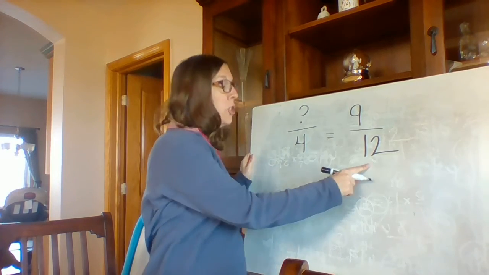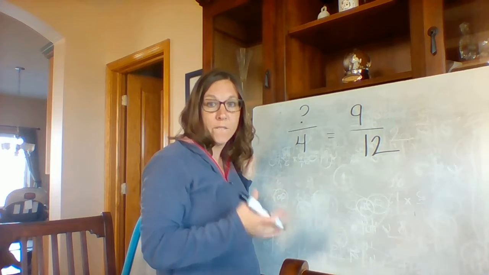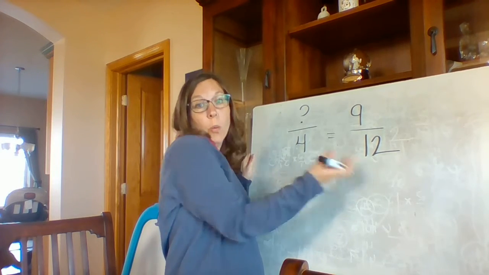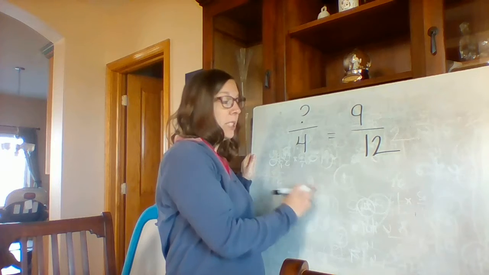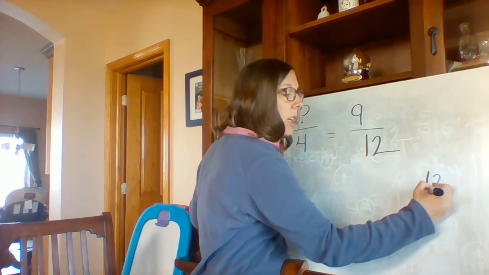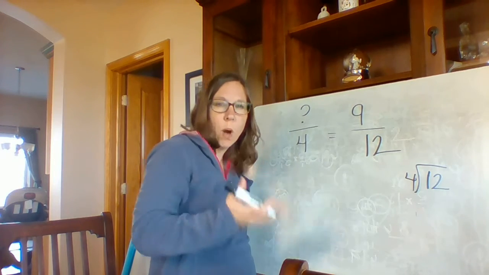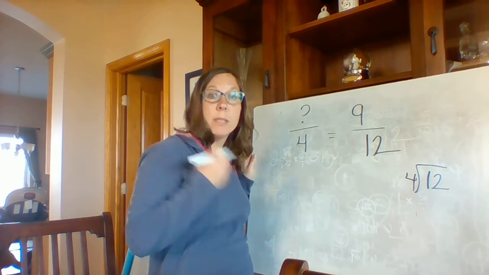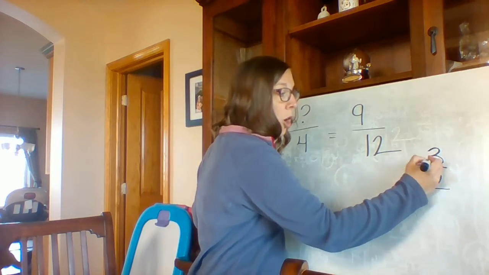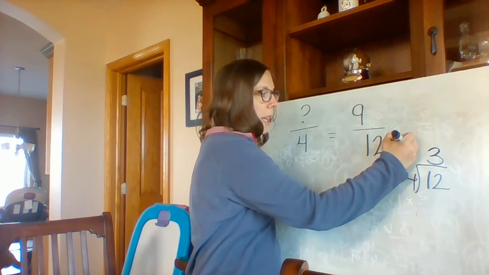So there's actually 2 ways to do it. All right, I'm going to show you the division way first. We know that the number is getting smaller, so we're going to divide, okay? So I'm going to take 4 divided by 12. 4 times what gives me 12? Well, 4 times 3. So I know that in order to get this, I divided by 3.